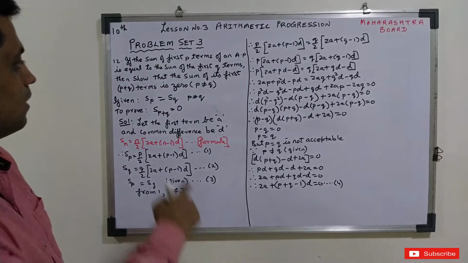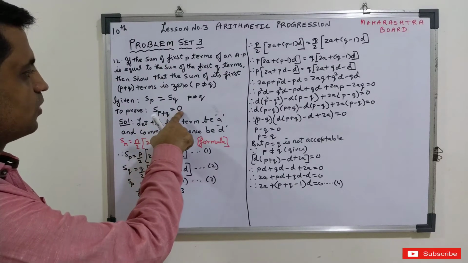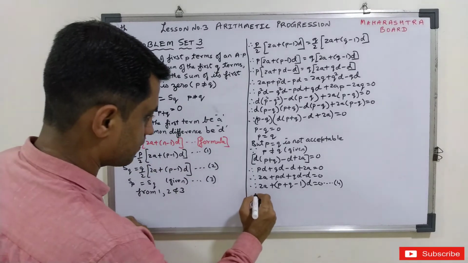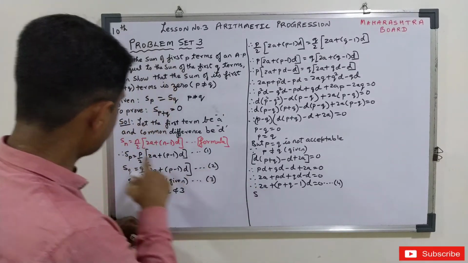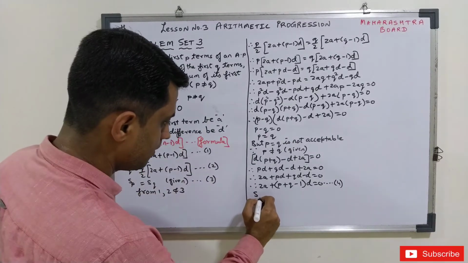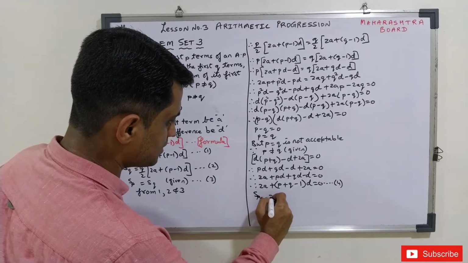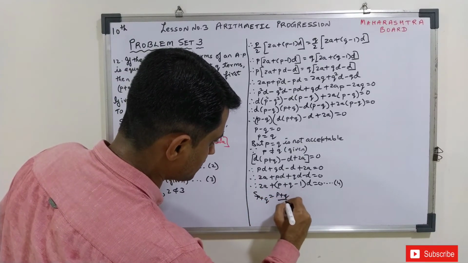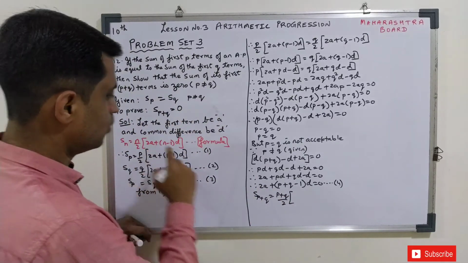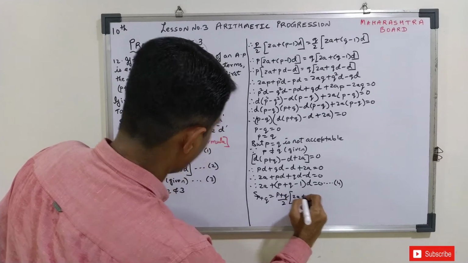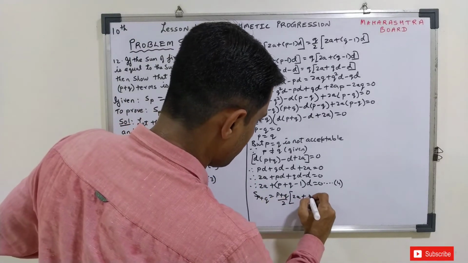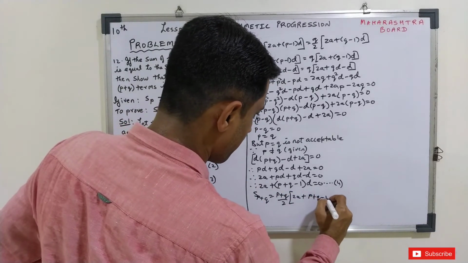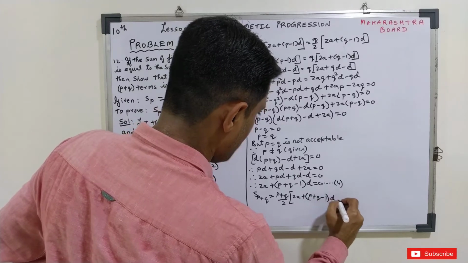Yes. Now we have to prove sum of the p plus q term is equal to 0. So in this formula we will substitute, as instead of n what we will write? P plus q. Here instead of n what we will write? P plus q upon 2, 2a plus, instead of n what we will write? P plus q minus 1 into d.